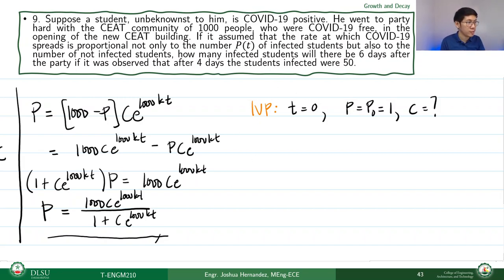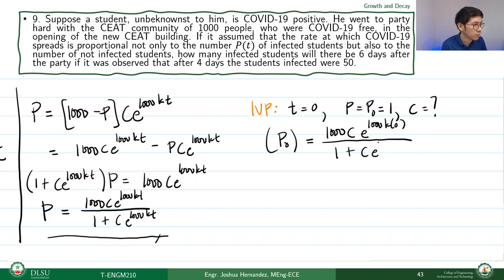So substituting these values, papunta rito sa ating equation, kakaroon tayo ng P naught, hindi ko nasusulat, no? Equals 1,000 C e raised to 1,000 K and then multiplied by 0 all over 1 plus C e raised to 1,000 K and then multiplied by 0. But we know that e raised to 0 is equal to 1. So we have P not over 1,000 equals C over 1 plus C. Tama?